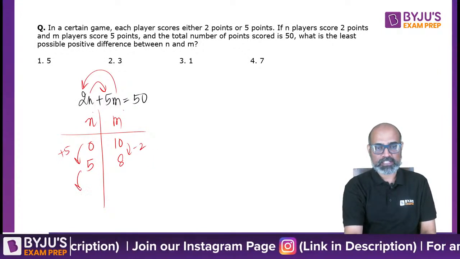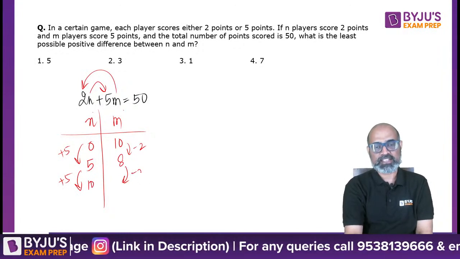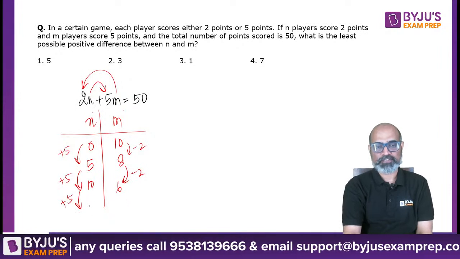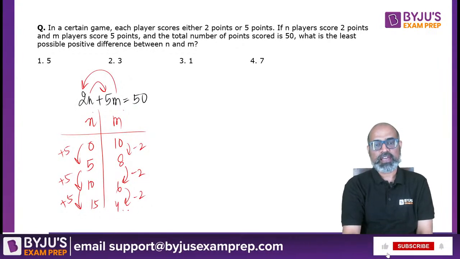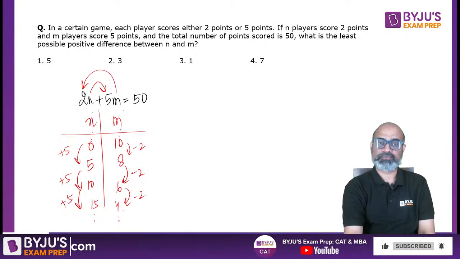Next, n will again change by 5, it will become 10. And m will again change by 2, it will become 6. n will again change by 5, it will become 15. m will again change by 2, it will become 4. And this will continue, right? And this will continue on either side.